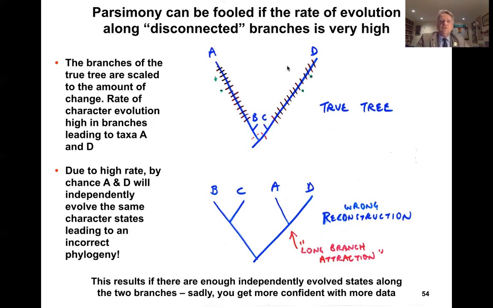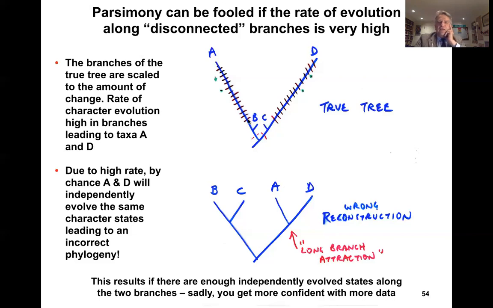Now let's look at this phylogeny here. This phylogeny looks a little weird. That's because the branches are scaled to reflect the amount of change that is observed in the characters used to infer the phylogeny. But the true tree here is lineage A and lineage B share common ancestry, and lineage D and lineage C share common ancestry. So A and B and C and D are two monophyletic groups or clades.